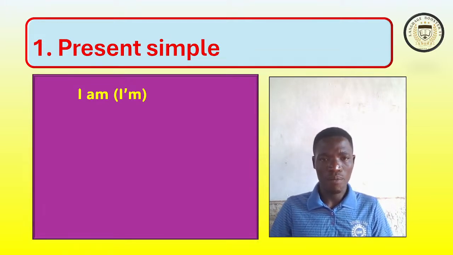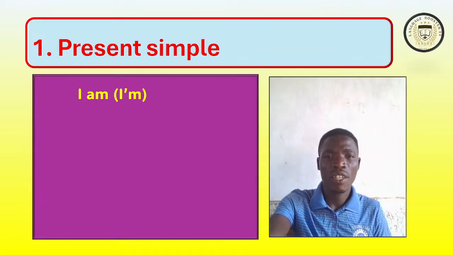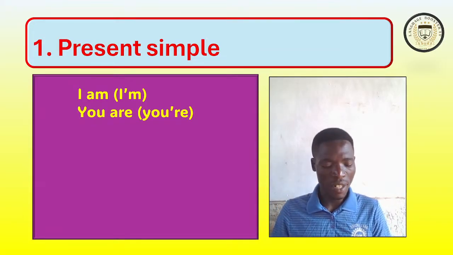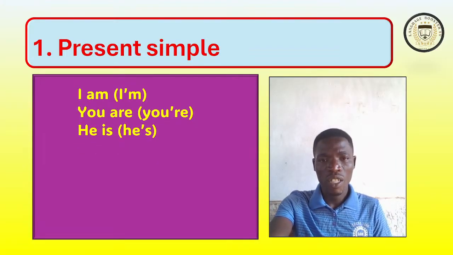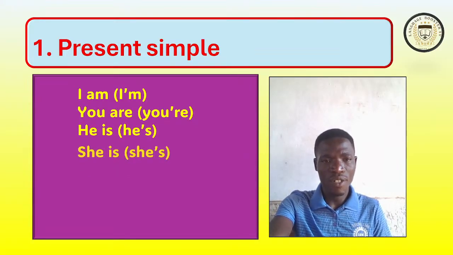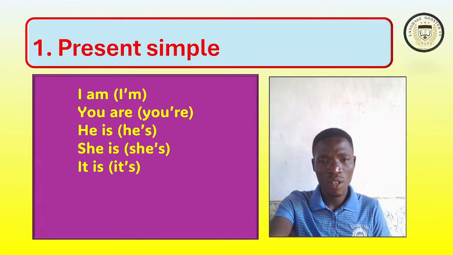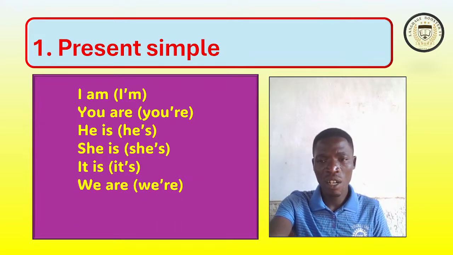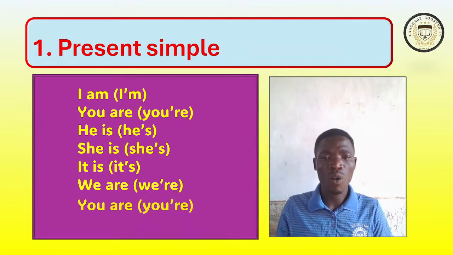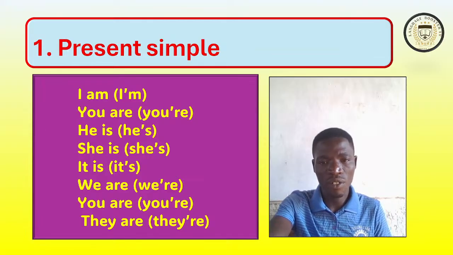Number one, I am, or just I'm in short form, in contraction form. You are, or you can say you're. Then you can say he is or he's. She is or she's, it is or it's, we are or we're, you are or you're, and they are or they're, right?